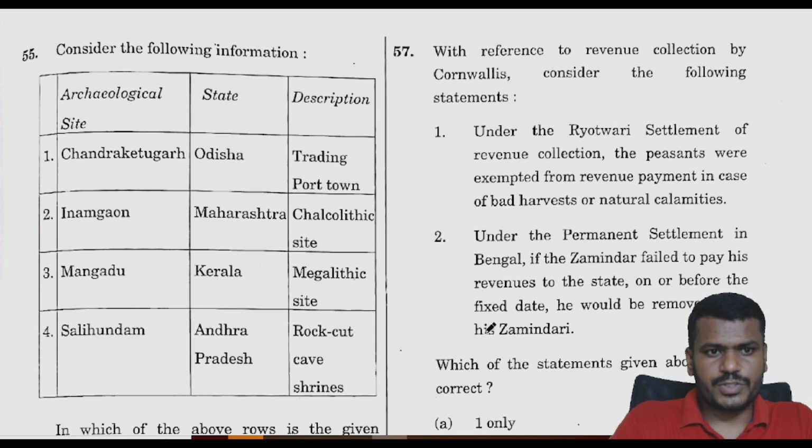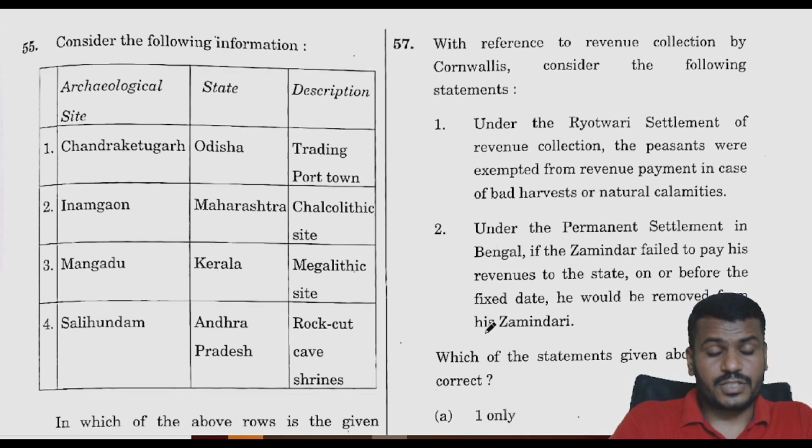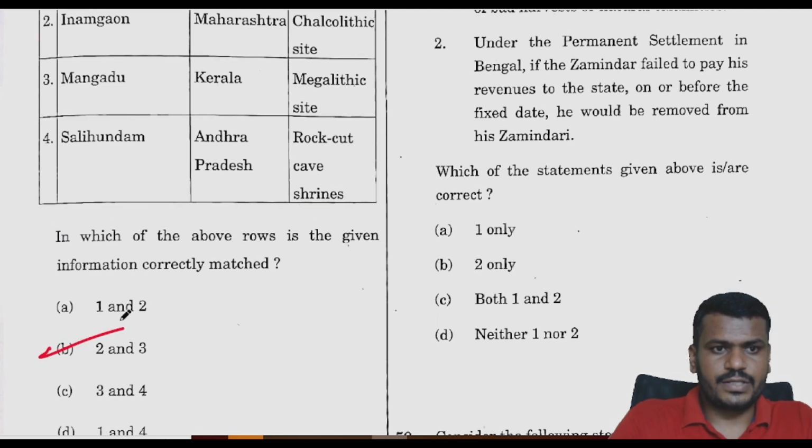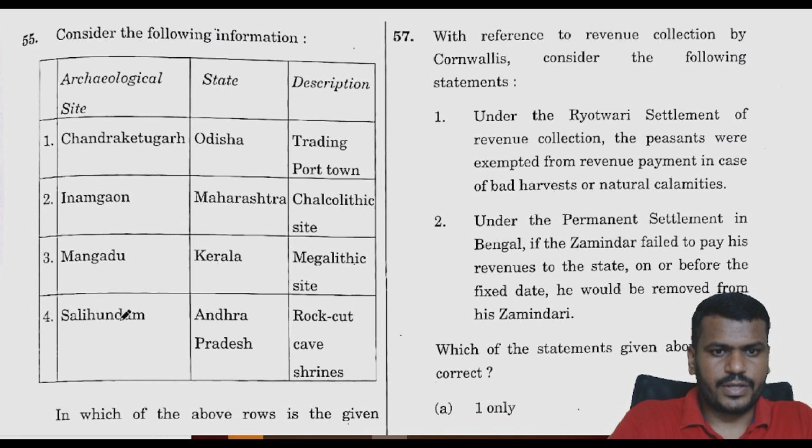55th question: archaeological site, state, and description. It's a very difficult question, guys, if you ask me, because it's always very difficult to remember all this, and you can go through it. 2 and 3 are definitely correct. Okay, Maharashtra and Chalcolithic site, and Maganadu, Kerala, megalithic site.